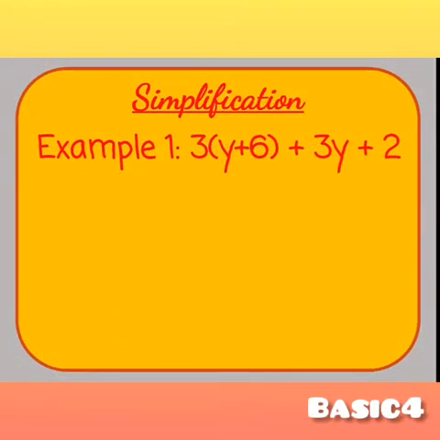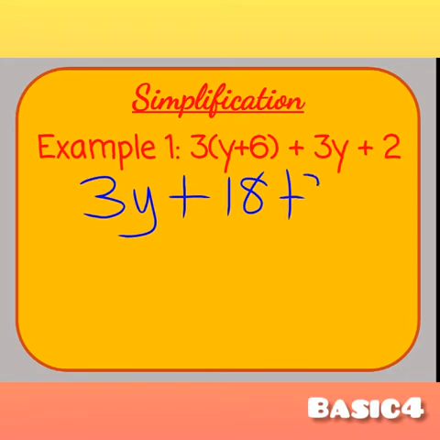Example 1. On the simplification, we have 3(y + 6) + 3y + 2. We open the bracket by multiplying every content in the bracket by 3. 3 times y is 3y. 3 times 6 is 18. Plus 3y plus 2. Do we understand to that point?